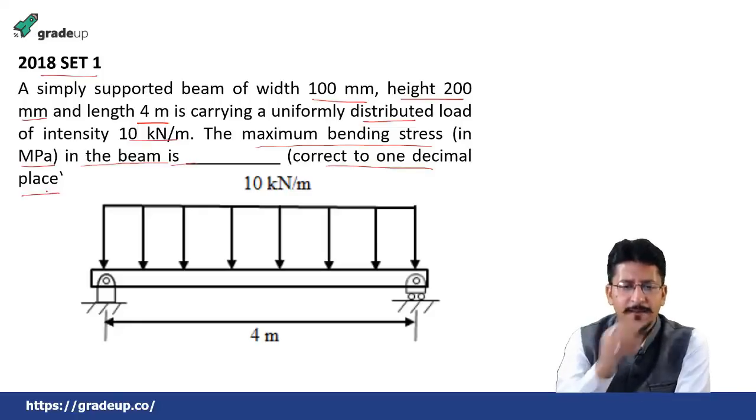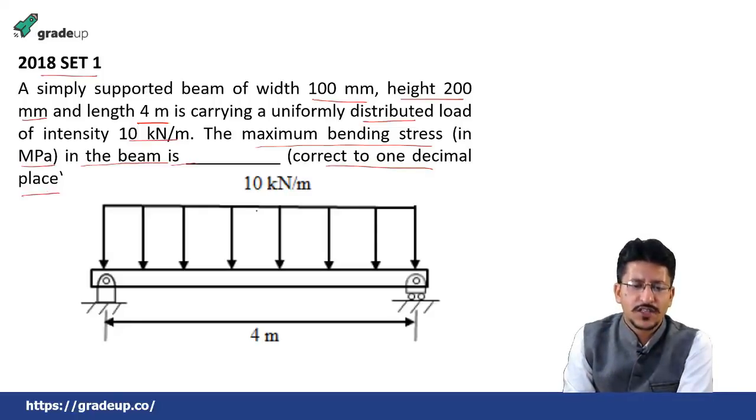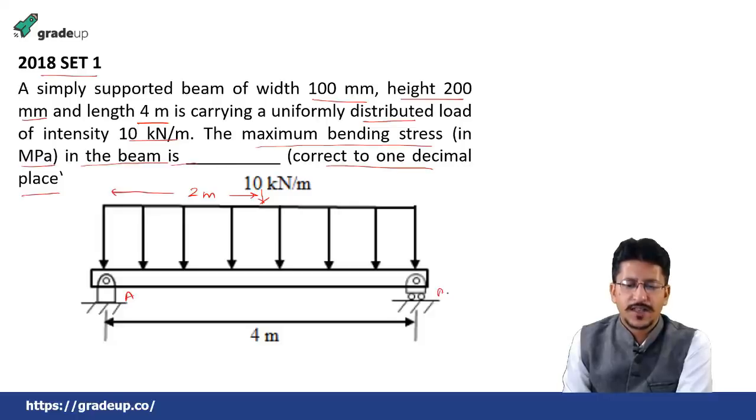The basic thing is, first of all, you need to find out the reactions. You know that this 10 into 4, the 40 kilonewton load, will act at a distance of 2 meter from either end. Let us take this point as A, this point as B.